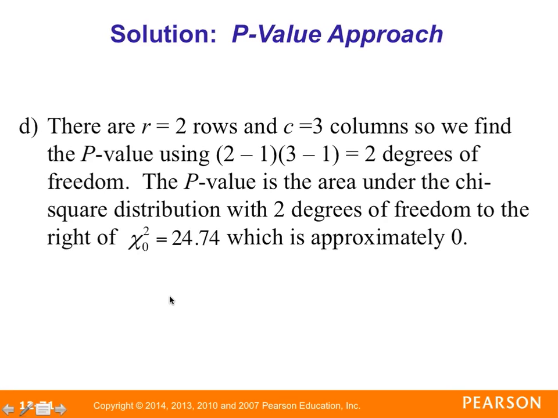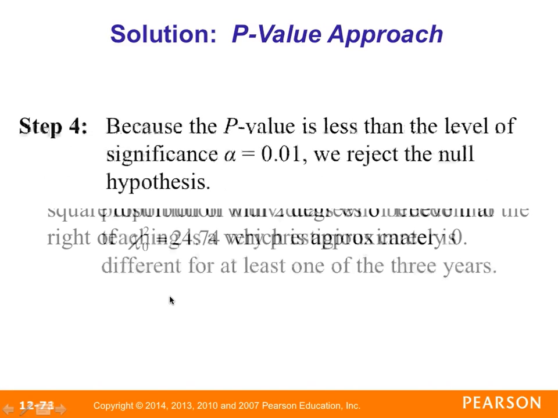Now there are 2 rows and 3 columns, so we find the p-value by using 2 minus 1 times 3 minus 1 degrees of freedom. This is the same as the last example actually. So we get 2 degrees of freedom. The p-value is going to be the area under the chi-square distribution with 2 degrees of freedom to the right of 24.74. And again, this is approximately equal to 0 just like the last one is. 24.74 is a fairly large number.